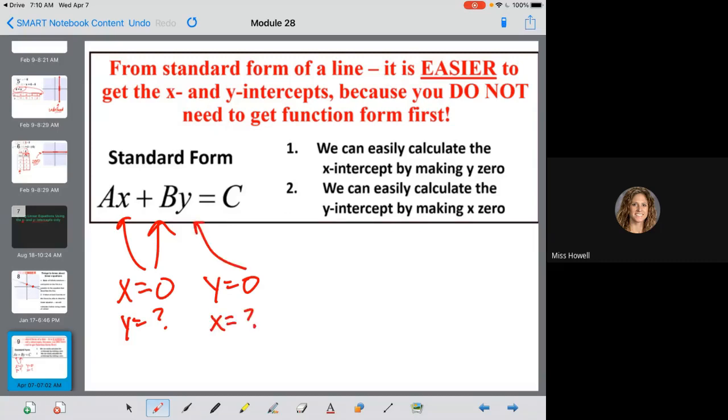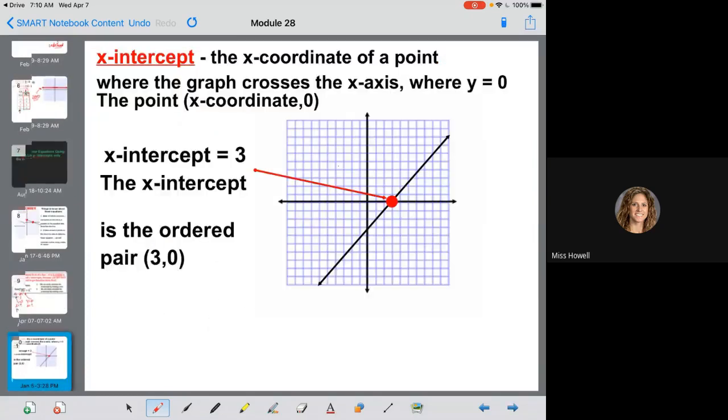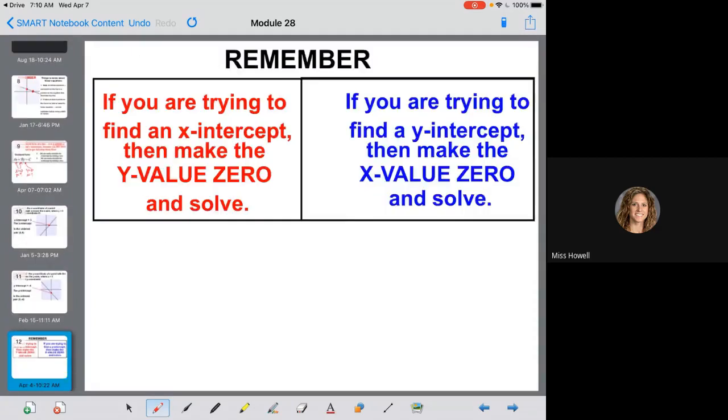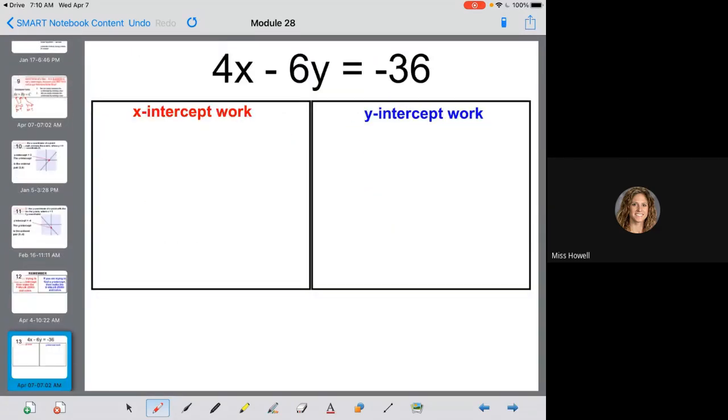So I'm going to substitute in 0 here. And it doesn't require us having to get y equals, which is helpful. So if, for example, I gave you the linear equation 4x minus 6y equals negative 36, and we want to solve for the x-intercept. Some of us were messing up on this on our assignment a couple of weeks ago. That means I want to solve for x.